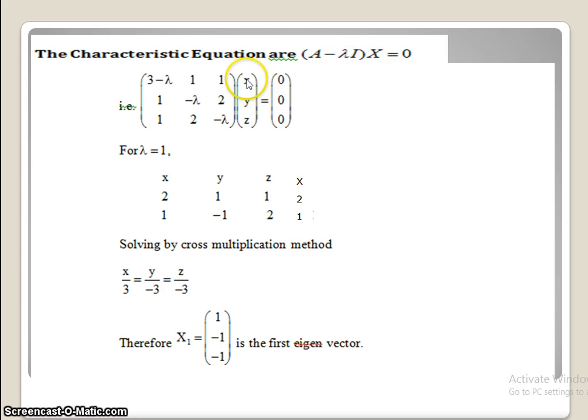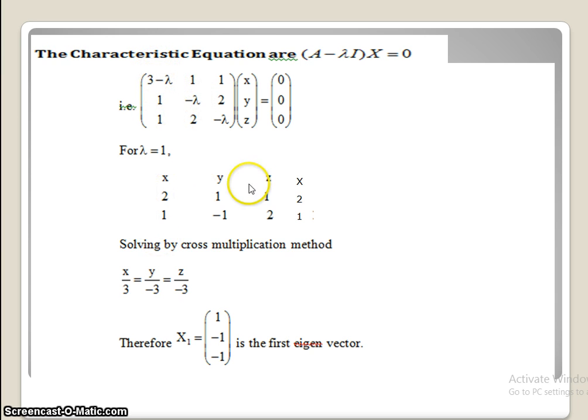Here I can take x, y, z, or we can take a, b, c, or x1, y1, z1, whichever is convenient. 0 can be written as 0, 0, 0. Okay, so first case 1, for lambda equal to 1. So put lambda equal to 1 here. Before that, by using the cross multiplication rule, first I can take the first 2 rows here.